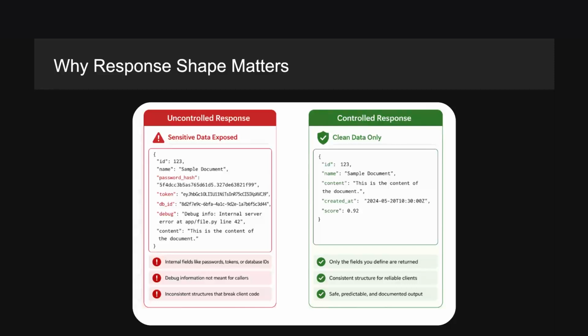On the left, an uncontrolled response. Your function returned a full database object and everything went straight to the caller. A password hash, an authorization token, a database ID, and even debug information with an internal file path. That's a serious security problem. On the right, a controlled response. Only the fields you define come through: ID, name, content, created at, and the score. Clean, safe, and predictable. A response model is what gives you the right side every time.